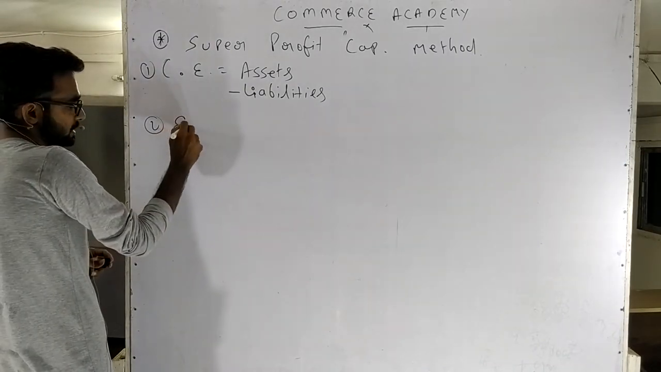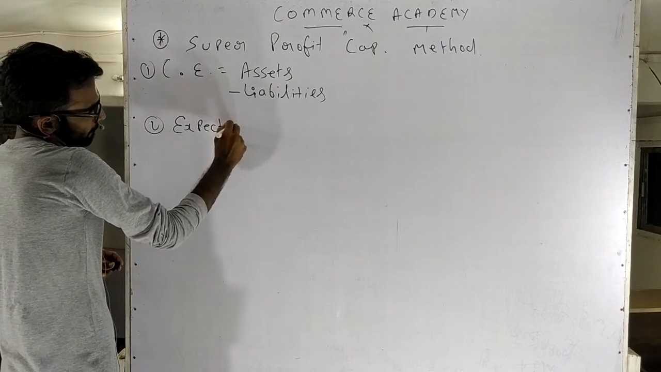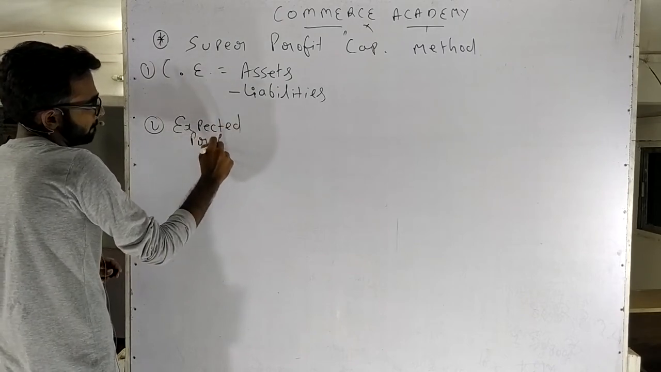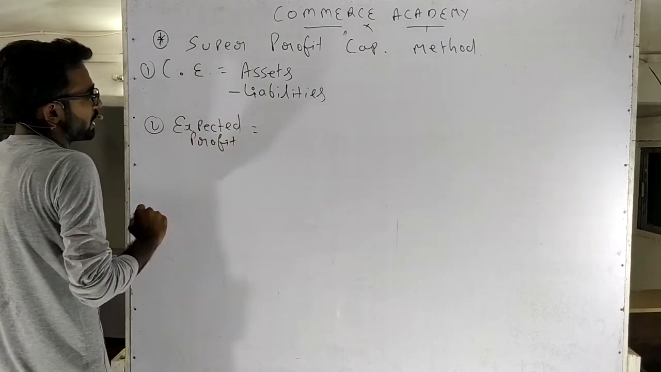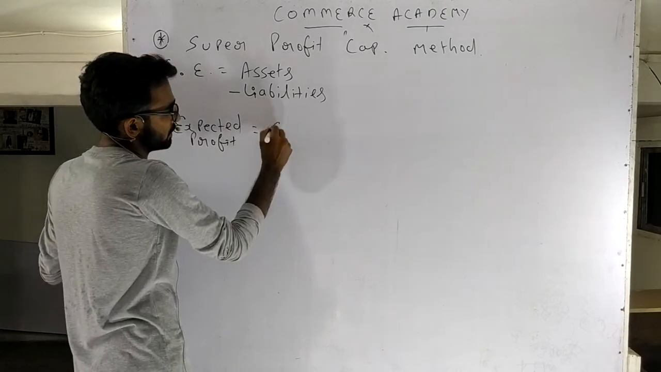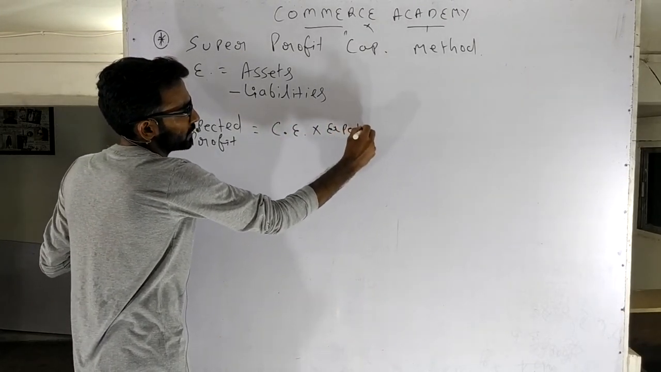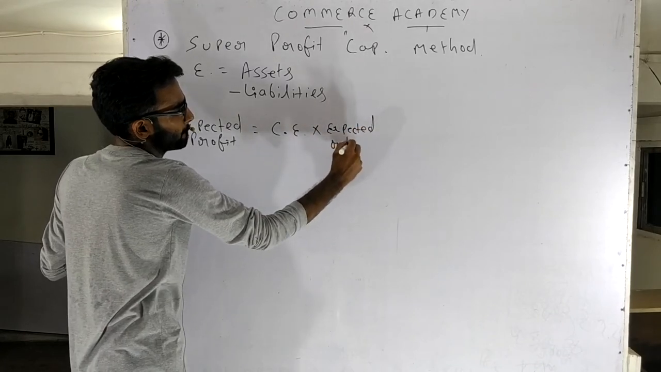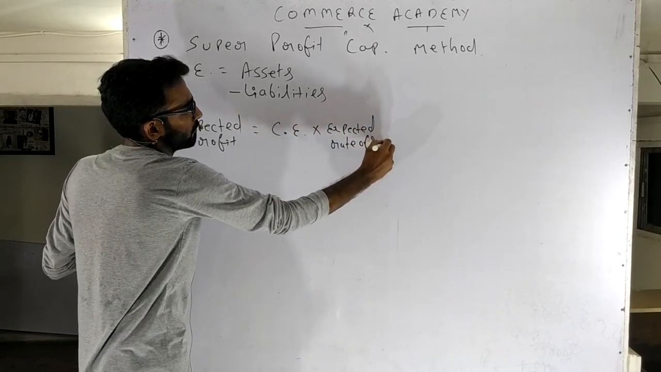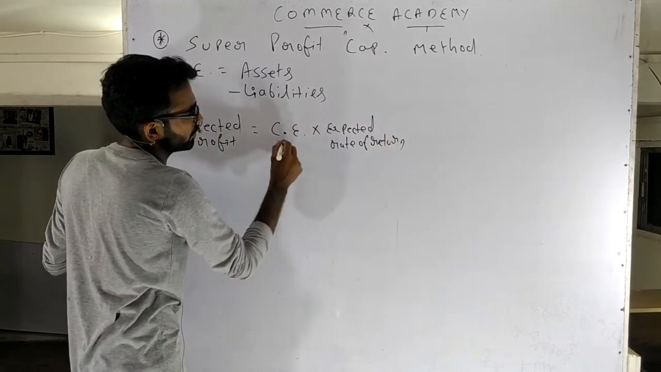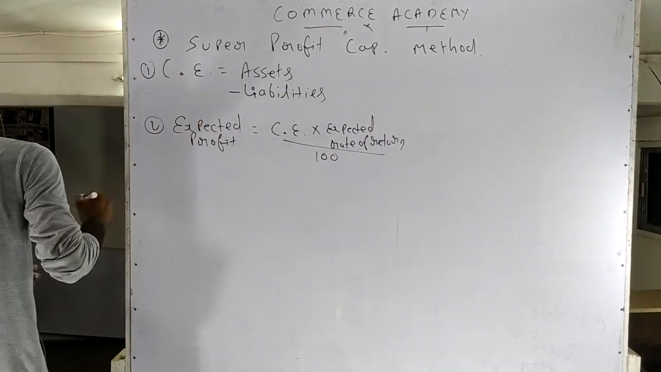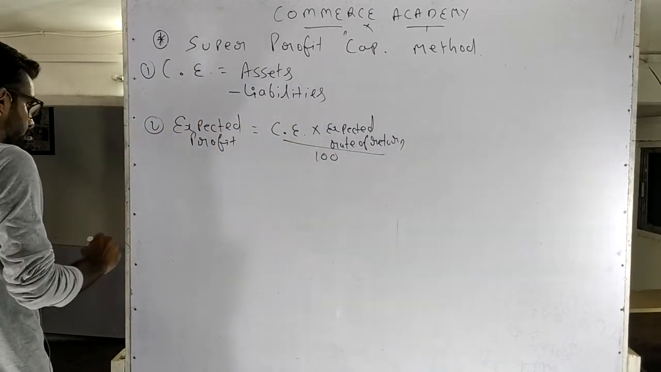Then the second step, find out the expected profit. How will you get the expected profit? Capital employed multiplied by expected rate of return divided by 100. So you will get the expected profit.